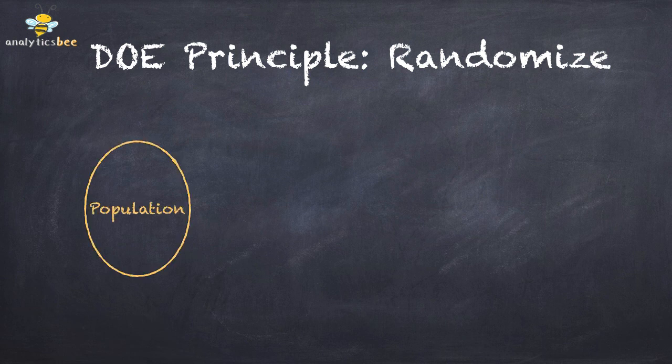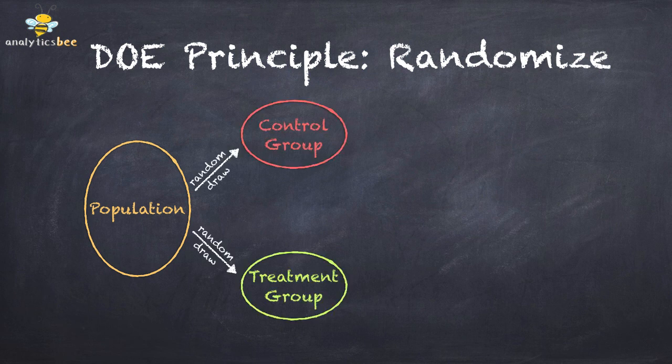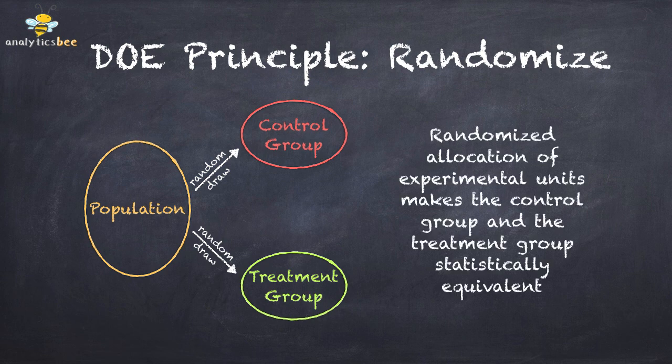Suppose we have a population of experimental units. We can take random draws to produce a control group and a treatment group. Randomized allocation of experimental units makes the control group and the treatment group statistically equivalent. This helps to minimize the risk of selection bias.